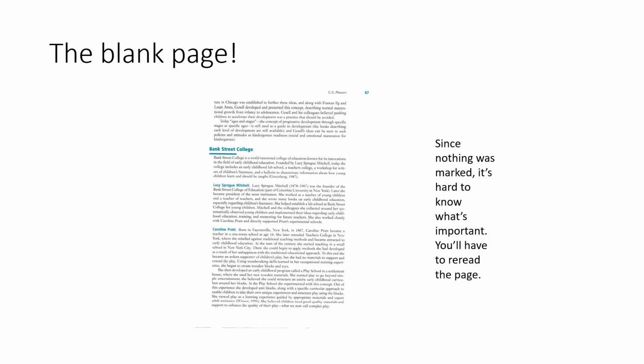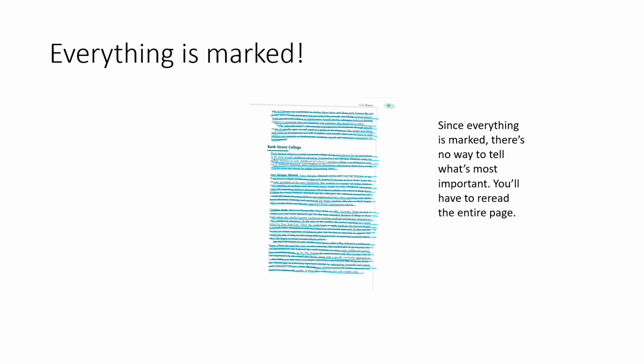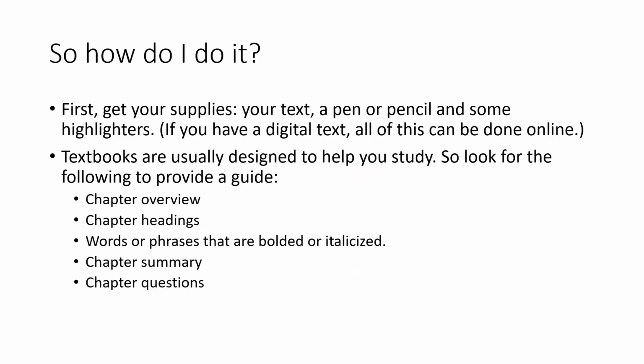The first is the blank page. This is what many textbooks look like after someone has read a chapter. No marks, nothing. And since nothing is marked, it's hard to know what's important. You'll have to reread the entire thing. But on the other end of the spectrum is when everything is marked. Once again, since everything is marked, there's no way to tell what's most important. You'll have to reread the entire thing again.